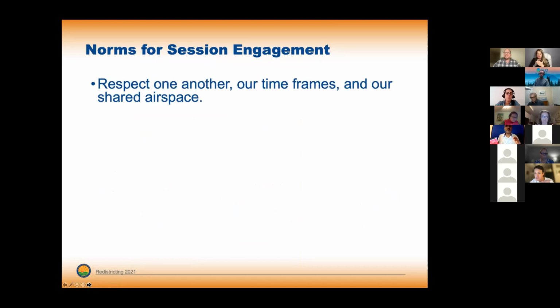I wanted to share just a few norms for session engagement. And these are just agreements for this conversation to ensure that we can all get the most out of the conversation. And these are specific in some ways to our virtual meeting space here on Zoom. The first is respecting one another, our time frames, and our shared airspace. We want to make sure that everyone has an opportunity, an equal opportunity to have their voices heard.